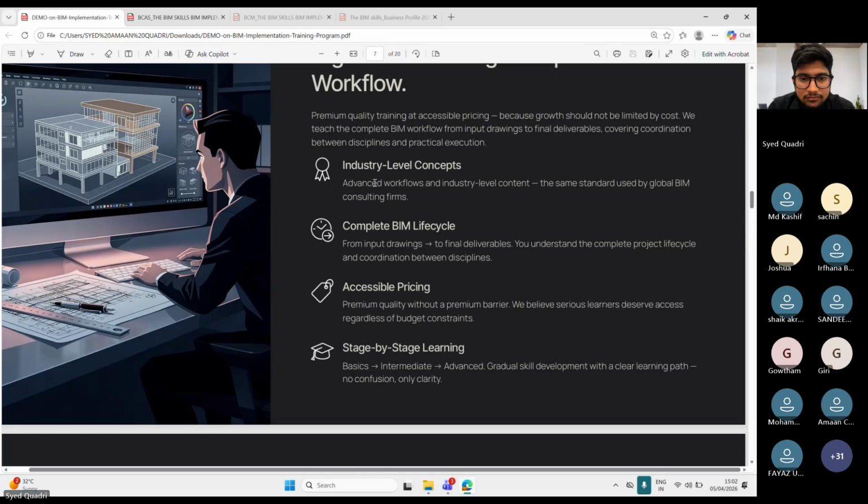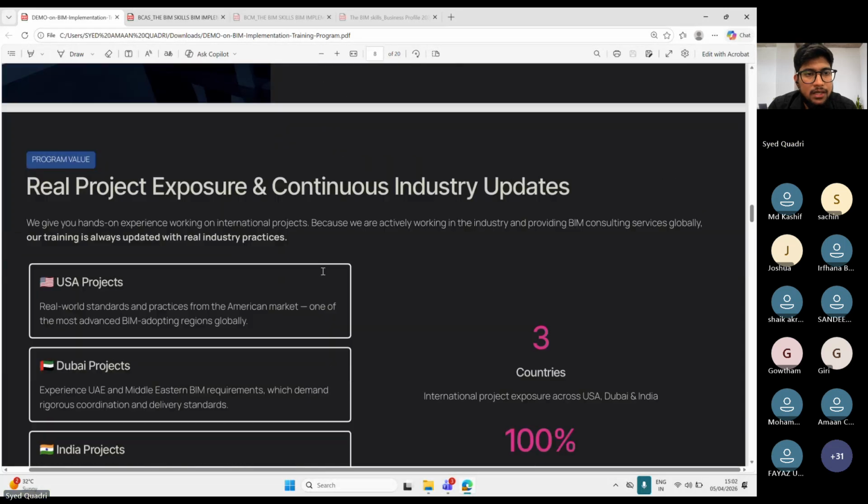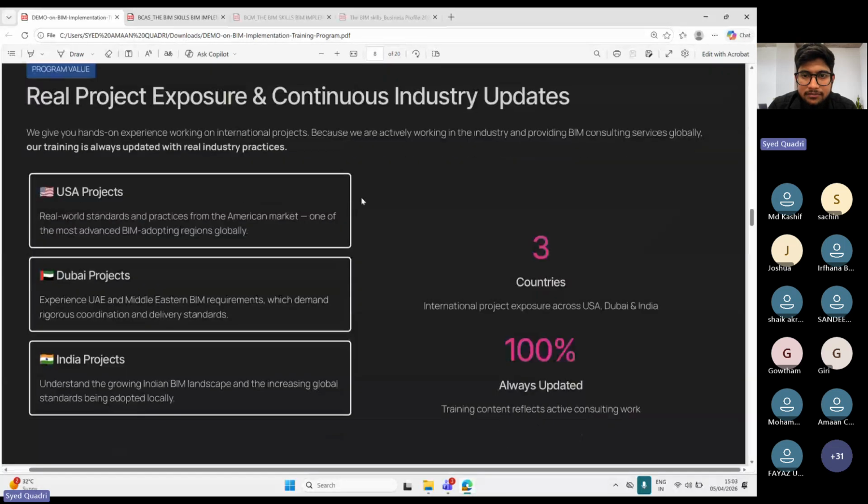So we will learn stage by stage. Whatever we studied in 1 month, we will complete those tasks by assignment. Again, next month we'll complete the task implementation by assignment. And you will get real project exposure.